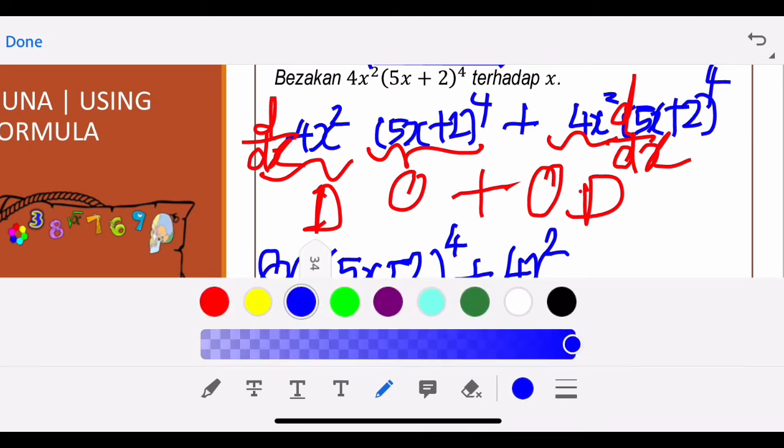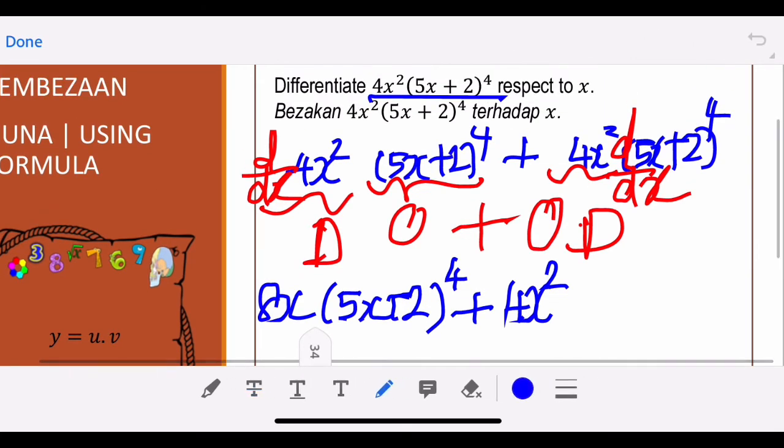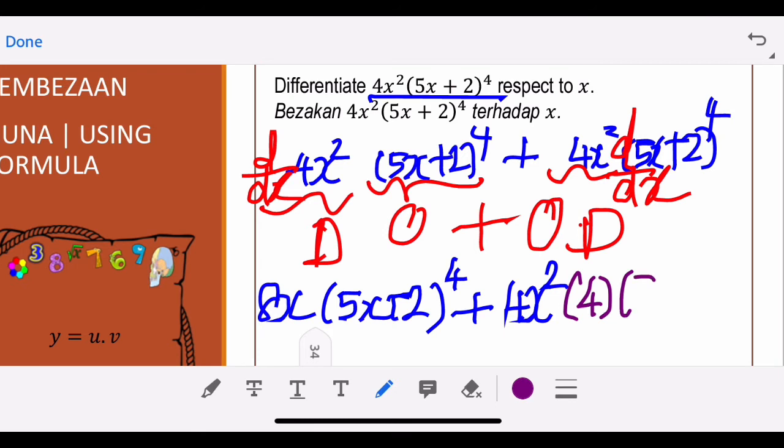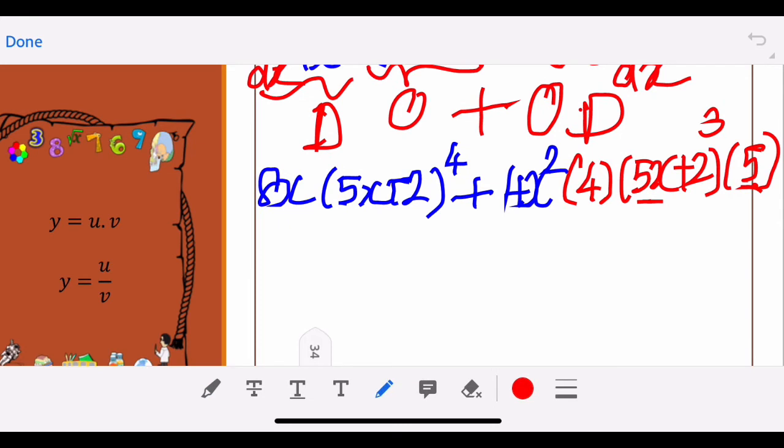Now you need to differentiate using the chain rule. So what you need to do is bring down the 4 times with the 5x plus 2, power becomes 4 minus 1, 3. And don't forget the 5. Alright, 5 is very important, this 5. Differentiate inside here. Alright, now we just simplify.